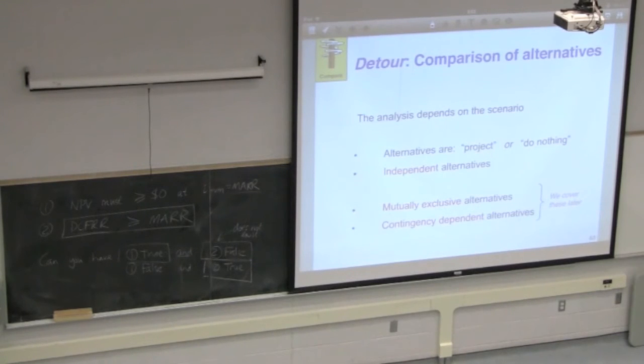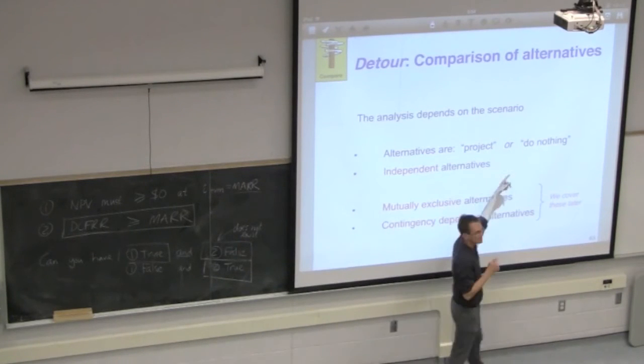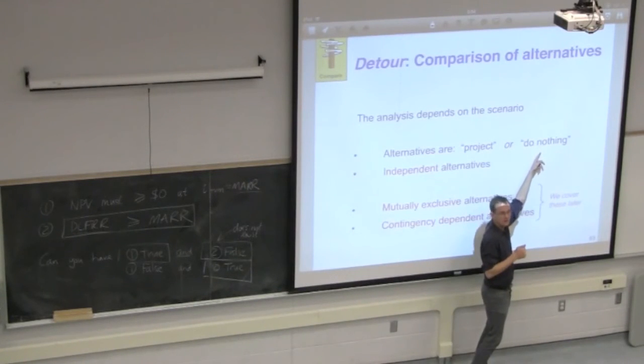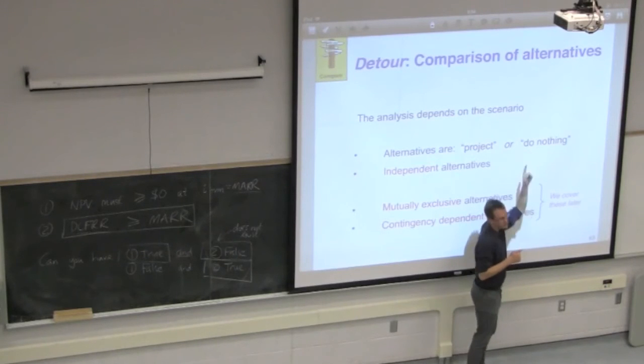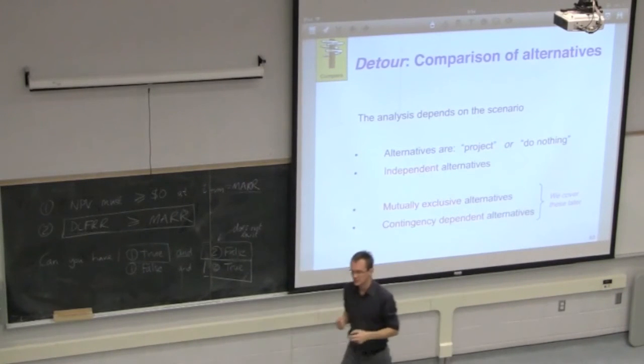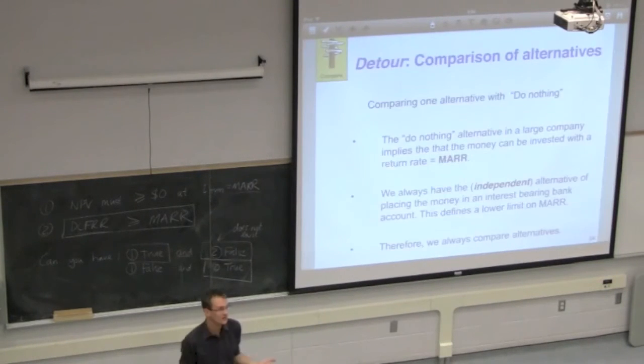So when we compare alternatives, we always have an alternative, even if you think you don't. Even if your choice is to invest in one project or not to invest in that project, there's an alternative right there. Either you invest in one project or you don't. The do nothing option is still a valid alternative. The do nothing alternative actually is a little bit deeper than simply really doing nothing.